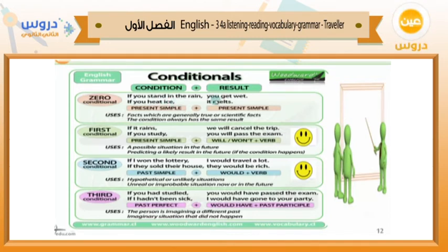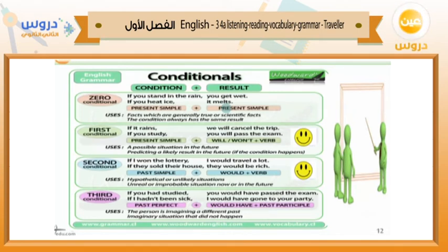Of course, put ice on fire, what's going to happen? It melts. So the first part that starts with the if, it starts with the simple present tense. If you stand, if you go, if you play, whatever you do in the present simple. The second part is in the present simple too. If you stand, you get. If you heat, it melts.